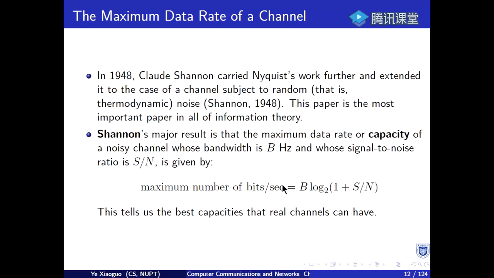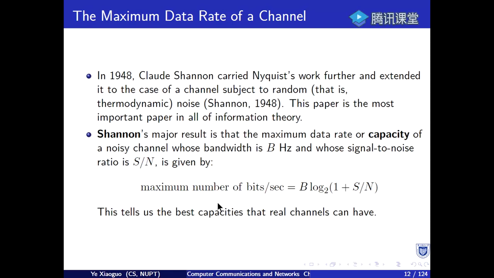and whose signal to noise ratio is S divided by N is given by the maximum number of bits per second. The maximum data rate equals capital B, the bandwidth, times log 2 of 1 plus the ratio of signal to noise, S divided by N. S is the power of the signal, and N is the power of noise.